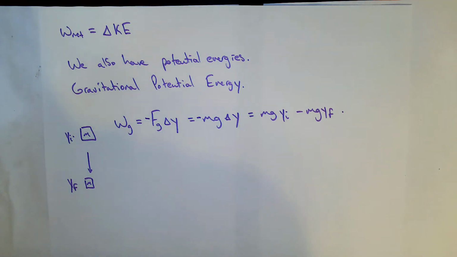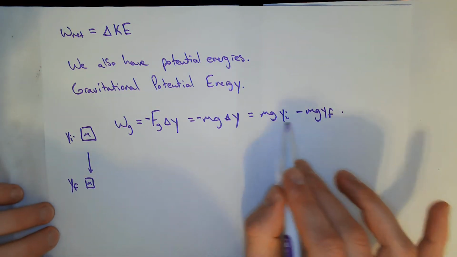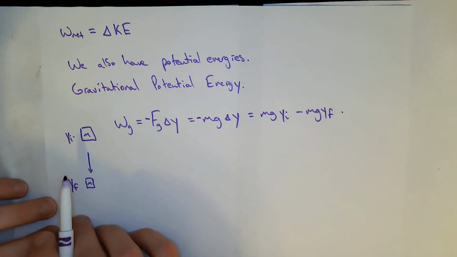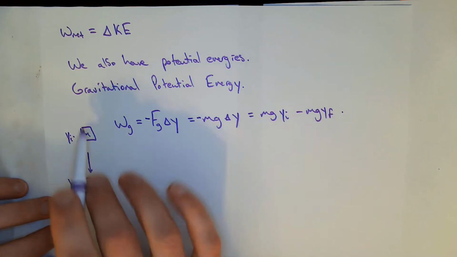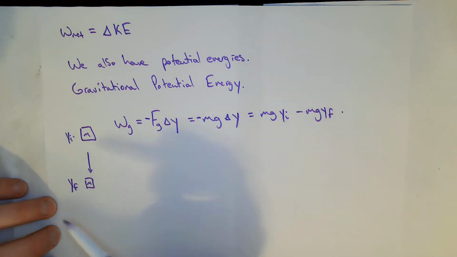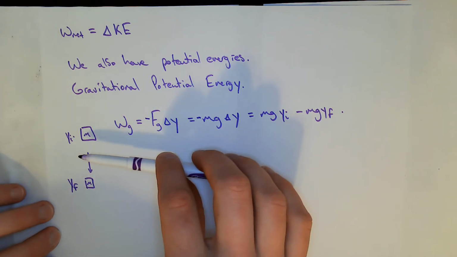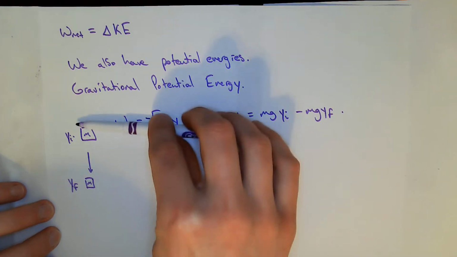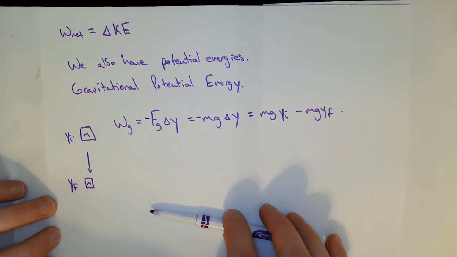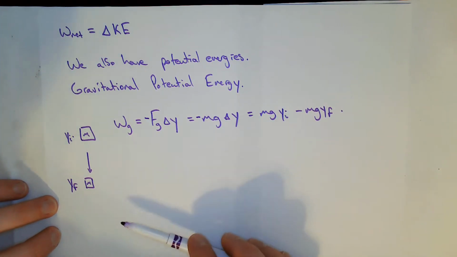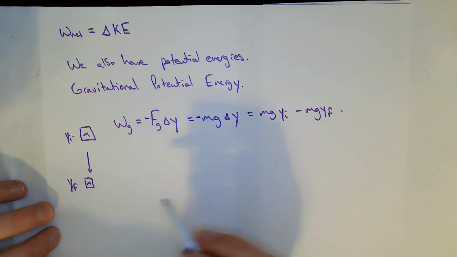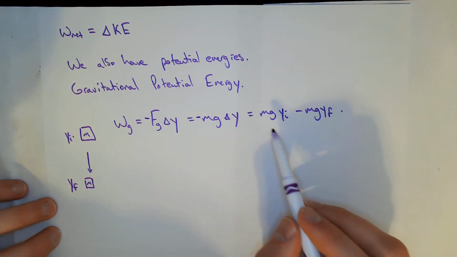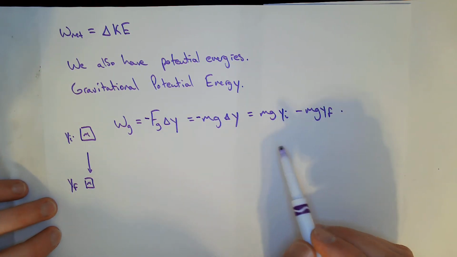We call these two terms gravitational potential energies. So the gravitational potential energy, as I said before, is determined by the height an object is held at. It's determined by its mass as well. So it's dependent on mass and height.